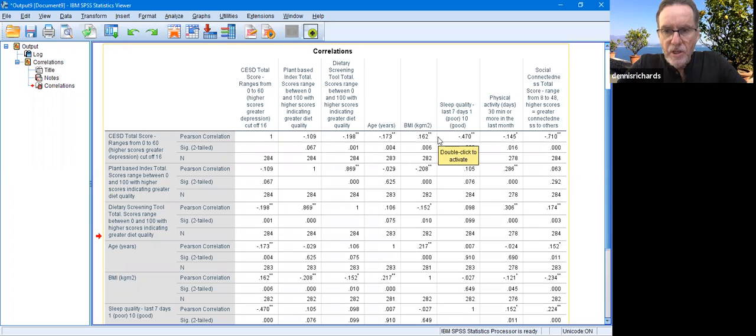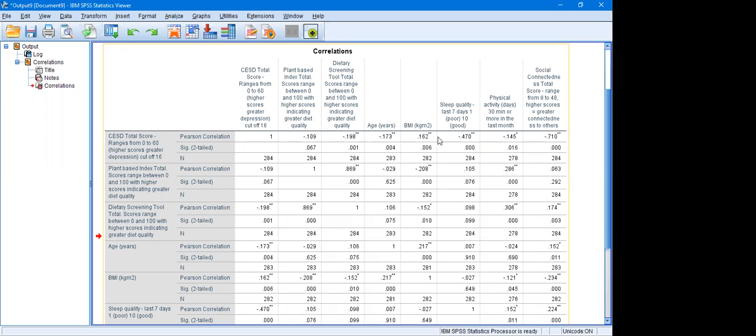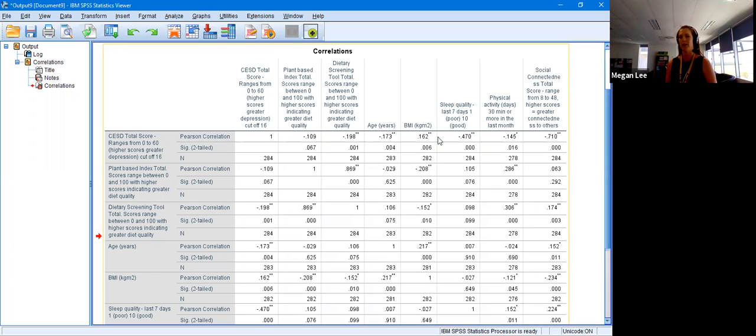The higher your BMI is, the more likely to be depressed. Very good. So we've got a positive relationship between BMI and depression. The higher your BMI, the more depressed you are. Is that significant? Yes, very good. But still, again, quite a weak relationship, not very strong.